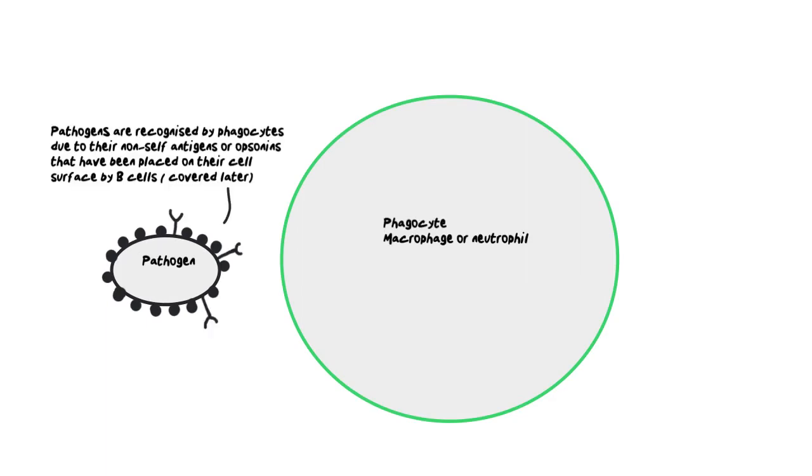Okay, so we've got a phagocyte here. It can be either a macrophage or a neutrophil. And we've got our pathogen over here. Now, our pathogen we've recognised as being a non-self cell due to the antigens on its cell surface here, or also these opsonins, which I think I referred to in the last slide as being part of the humoral immunity process, and I will deal with that later. So let's just bookmark that here, and we'll come back to it later.